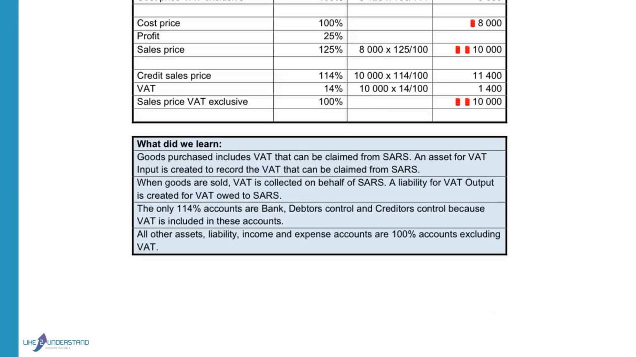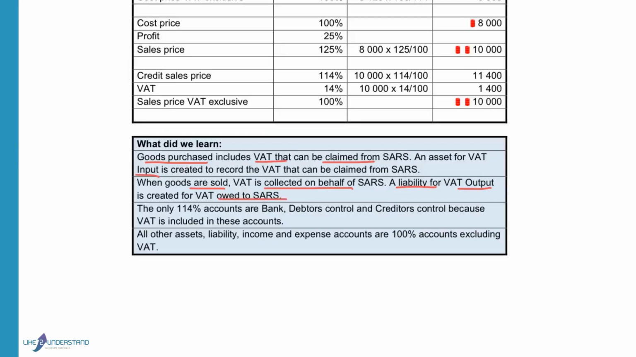What did we learn? Goods purchase includes VAT that can be claimed from SARS. So when we buy goods or we pay expenses, the VAT can be claimed from SARS. An asset for VAT input is created to record the VAT that can be claimed. When goods are sold, VAT is collected on behalf of SARS. Therefore, you have to create a liability for VAT output to show the amount that's owed to SARS.